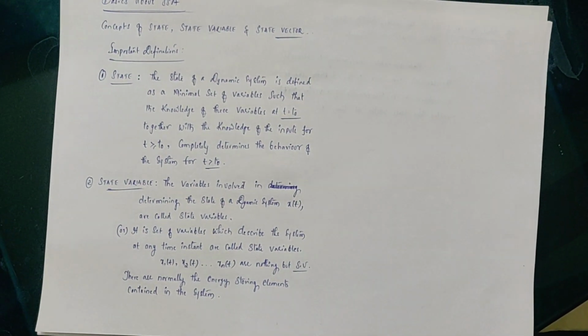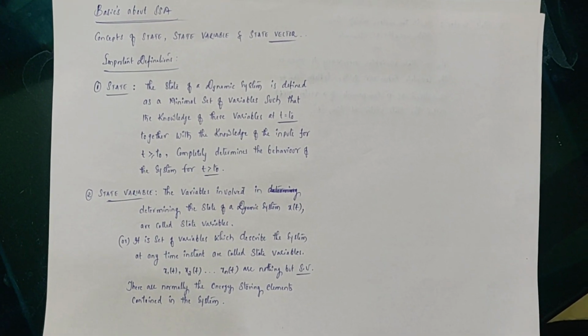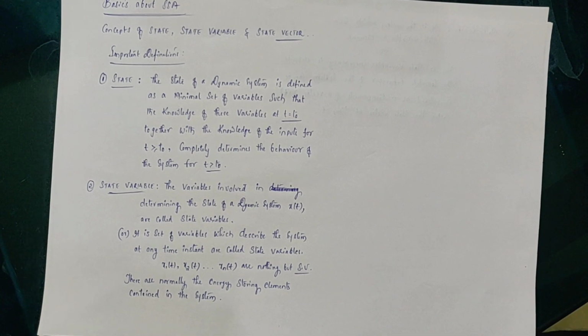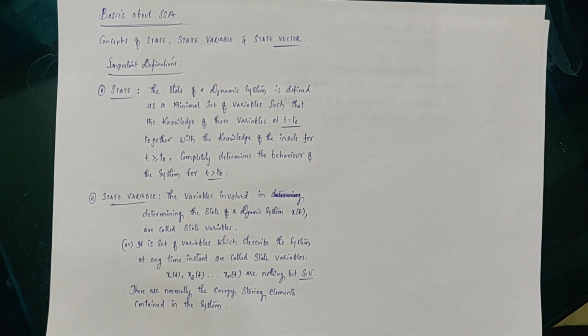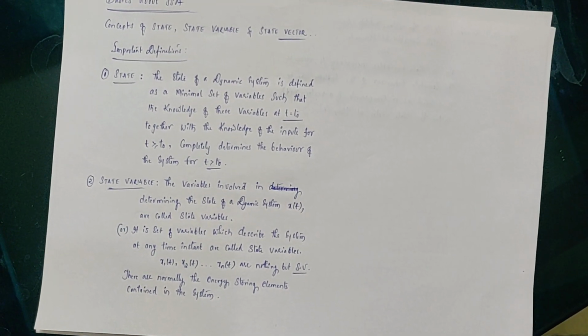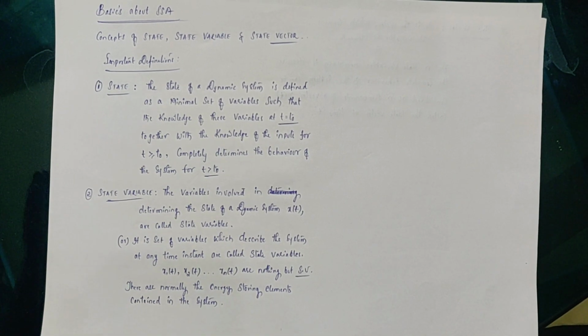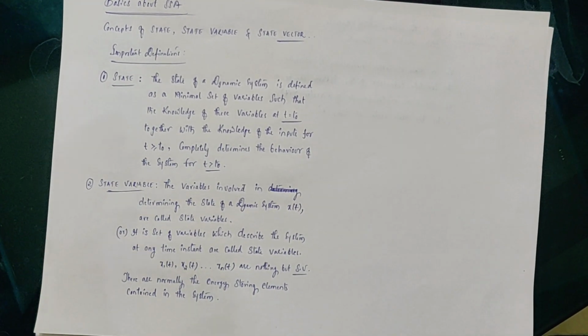In a simple manner we can say that the name itself indicates it. So what is the state of the system? It is a group of variables which summarize the history of the system, that means previous values, the history of the system, in order to predict the future values.